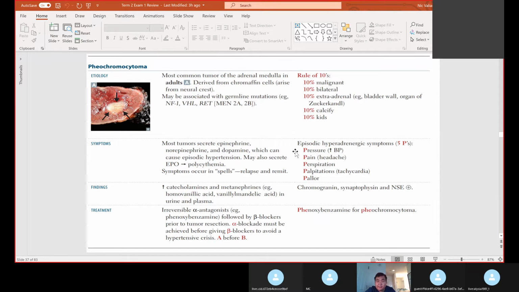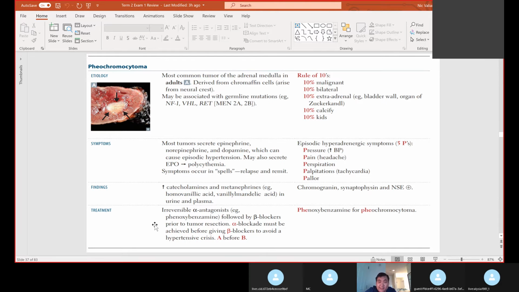You can also give this one in hypertensive crisis. If someone is on MAO inhibitors, like tranylcypromine, and they accidentally eat cheese or Chianti wine, they have hypertensive crisis, you give phentolamine, okay? Don't forget, right? Don't give beta blockers first. In someone who has pheochromocytoma, you need to give alpha blockers first.